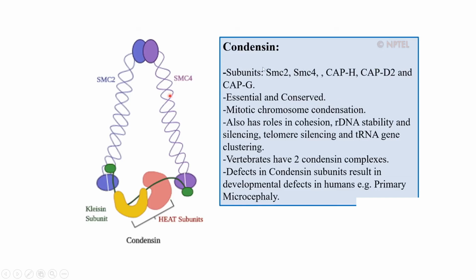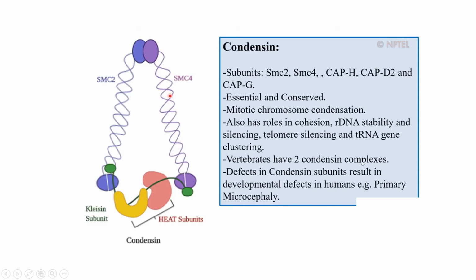Apart from condensation, as we discussed for cohesion as well, it also plays a minor role in rDNA stability. Ribosomal DNA, the DNA encoding the ribosome, it also provides stability for that, and silencing as well, telomere silencing, as well as tRNA gene clustering. In tRNA there is generally a clustering of genes. So condensin also plays a role in that case.